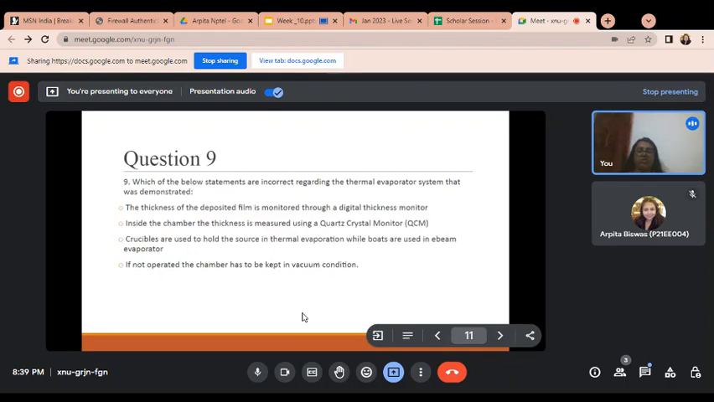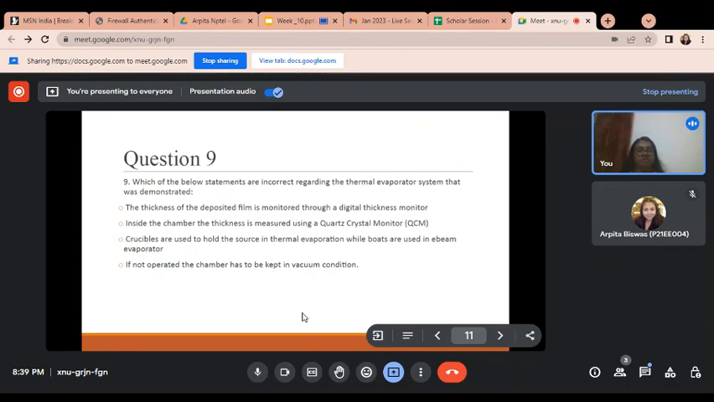So what is being said about the third option, the crucibles are used to hold the source in the thermal evaporation, while boards are used in e-beam evaporation. Boards, normally tungsten, molybdenum and tantalum boards, are normally used in the thermal evaporation system, not in the e-beam evaporation system.